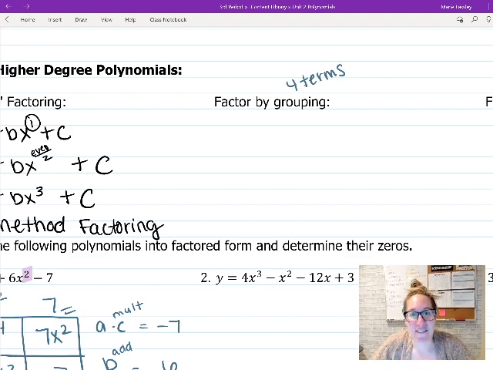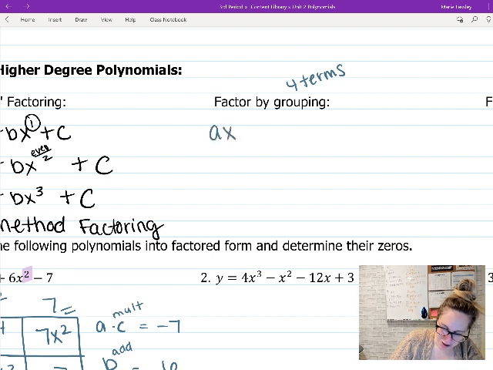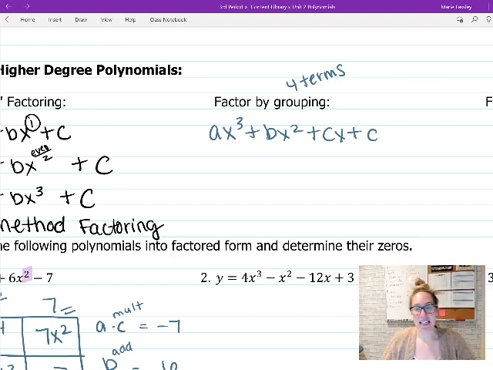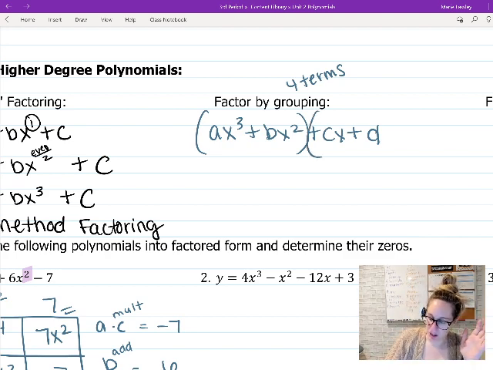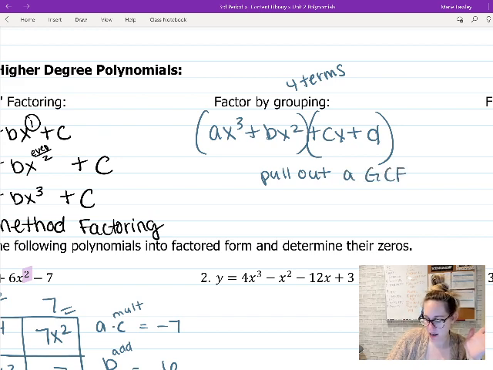Okay, anyways, factor by grouping. We need 4 terms, all right? So something like this, like ax cubed plus bx squared plus cx plus d. That's 4 terms. Uno, dos, tres, cuatro. There we go. There's some numbers in there. So factor by grouping literally means you group your different parts. We're going to group the first 2 terms, we're going to group the second 2 terms, and then we're going to pull out a greatest common factor from each.